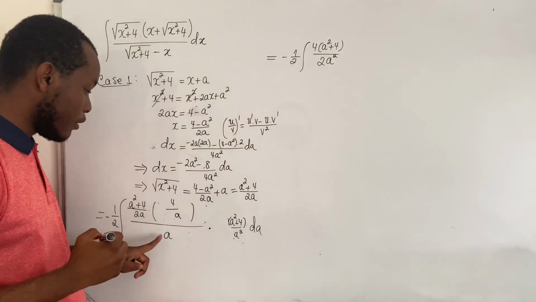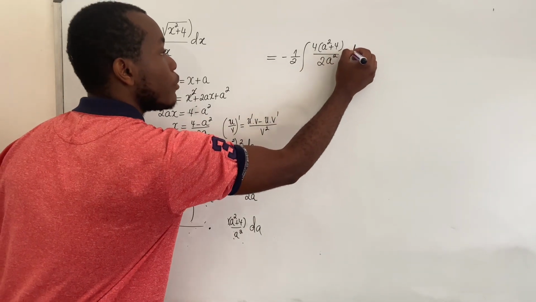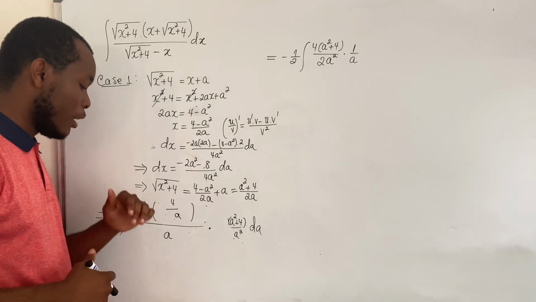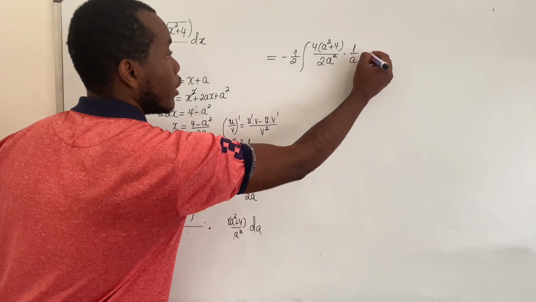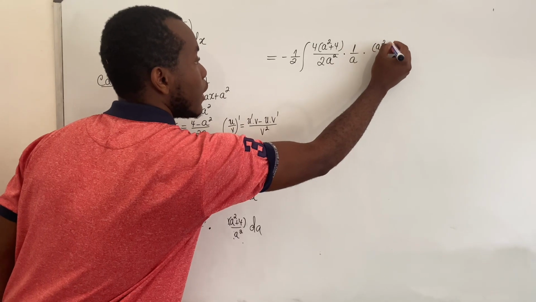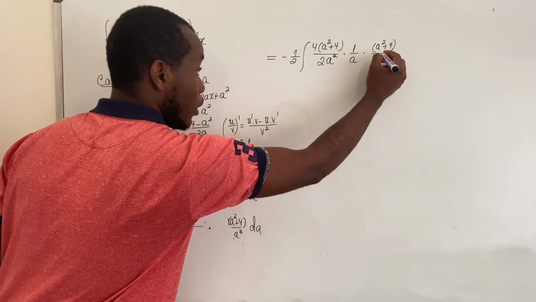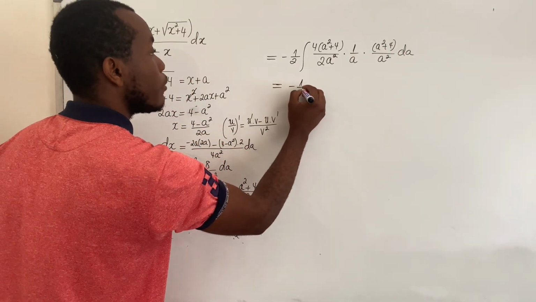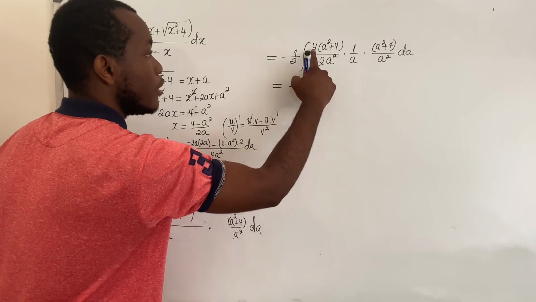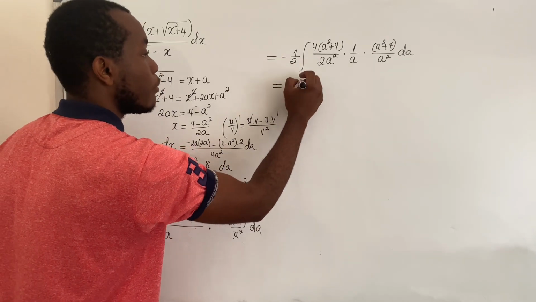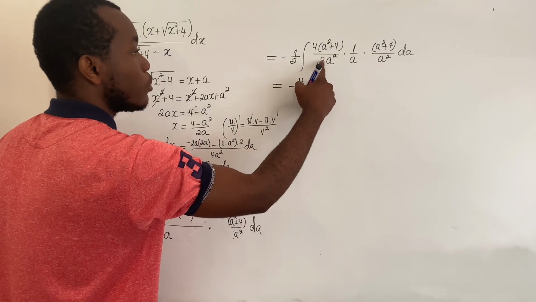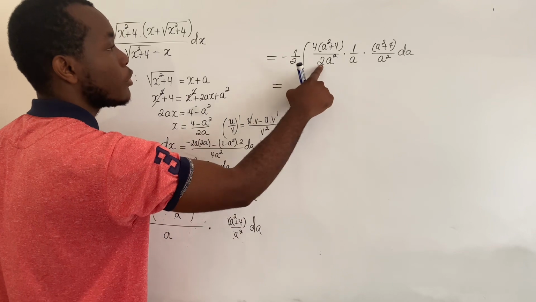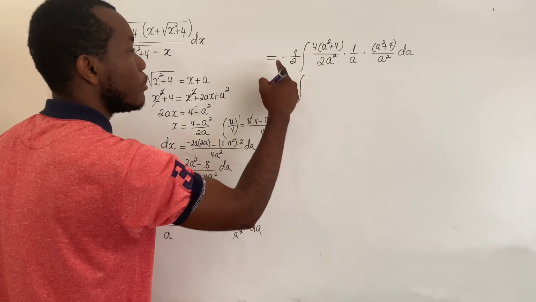And since all this is divided by a, we multiply by the inverse of the denominator. According to the maths, when we divide two fractions, we multiply the first one by the inverse of the second one, times this expression here, a squared plus 4 over a squared dA. Now this is going to be equal to minus 1 over 2. If we multiply, this 4 can come outside, and this 2 comes out as well, so 2 times 2 is 4. With that 4, it cancels, so simply minus 1 is left.